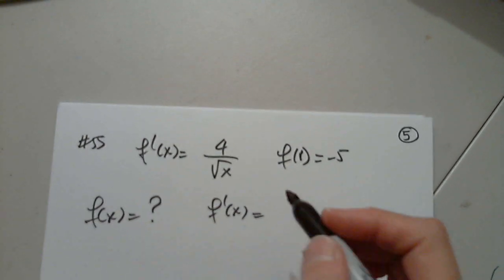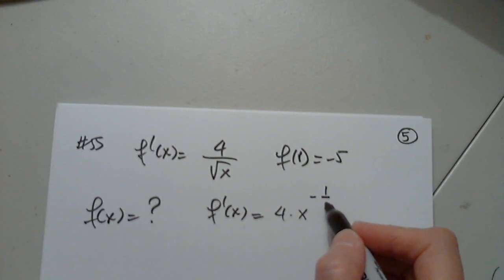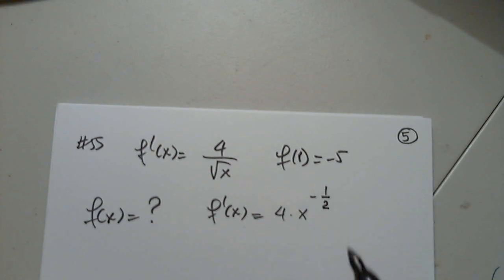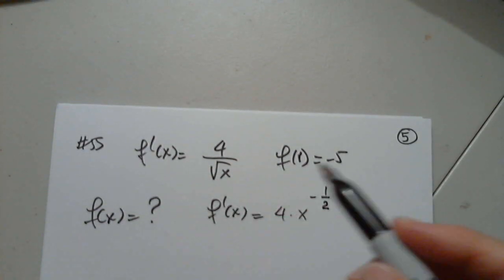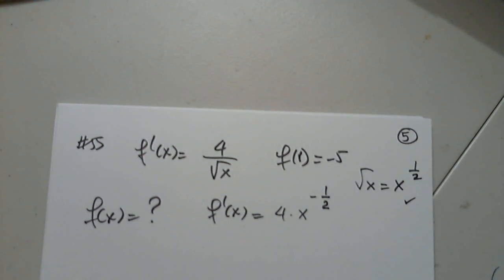4x to negative, it has to be a fraction, -1/2, because the square root of x is the same as x to 1/2. Indeed. Thank you. Good. So now we're ready to find f of x. I copy 4, and then what do I do next?